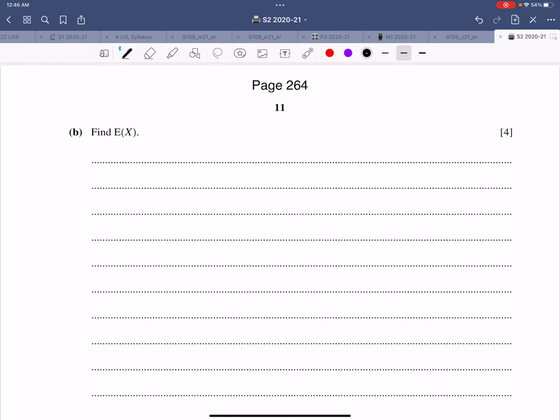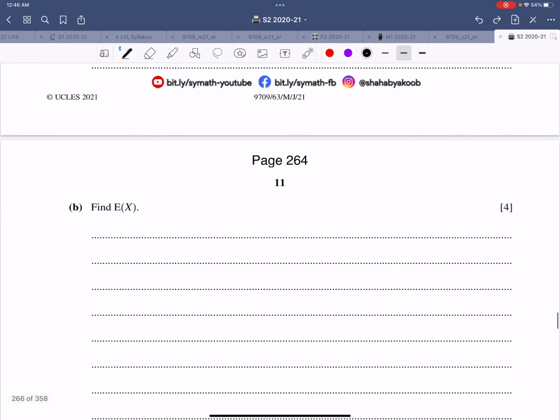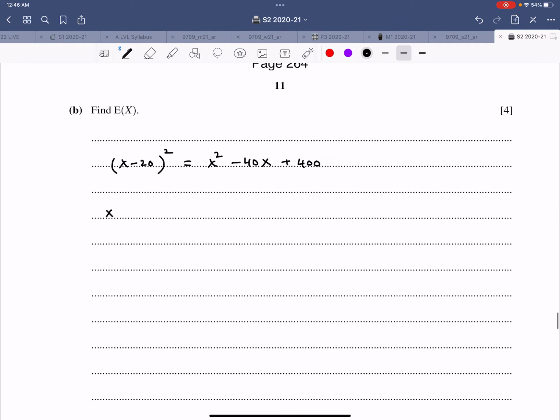Find expectation of x. Now for expectation of x, what is the rule? Even before that, first multiply this out. That's a lot of algebra. First expand x minus 20 whole square. That is x square minus 40x plus 20 square, which is 400. That's the first thing. And then multiply x with x minus 20 whole square. That is x cube minus 40x square plus 400x.